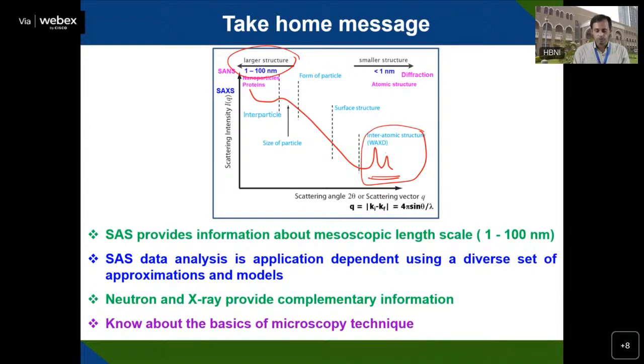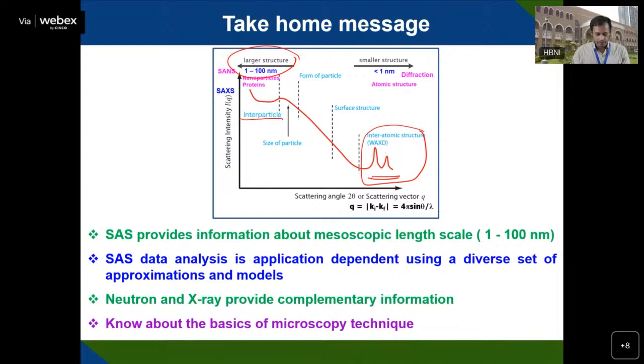And there two terminologies come. One is the P(Q) factor, one is the S(Q) factor. The P(Q) factor is the form factor, which gives you particle shape and size, whereas the S(Q) factor gives information about interparticle interaction. So mainly SAXS provides information about the length scale of about 1 to 100 nanometers, for which you use scattering techniques. But with diffraction techniques, you get smaller structures, less than 1 nanometer, and in scattering we get information about bigger structures.